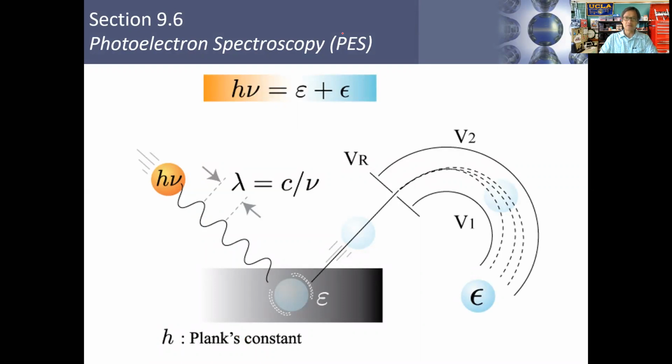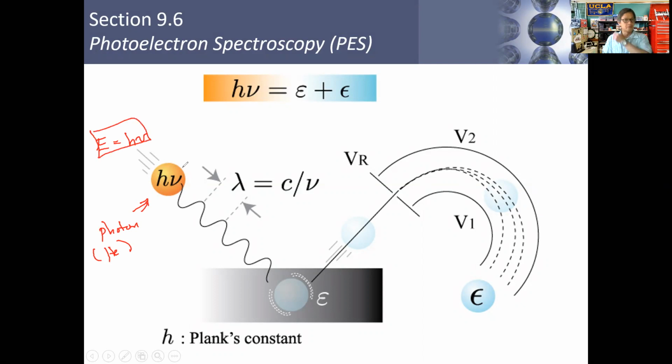So let's take a look at what we have here. Here's our high energy photon, a photon of energy. Remember, this is going to be from helium, for example. So that photon of energy comes in. That energy we can calculate using Planck's constant and the frequency of the wavelength of the photon itself.